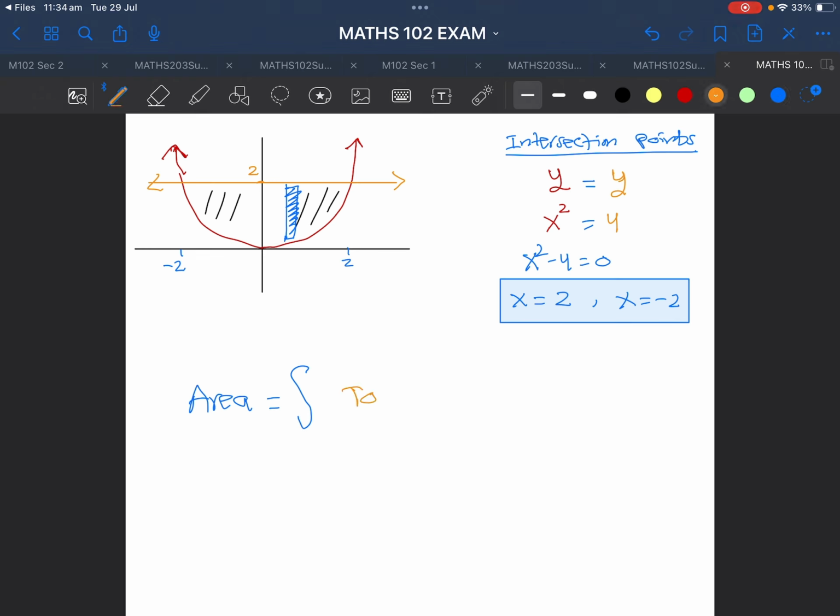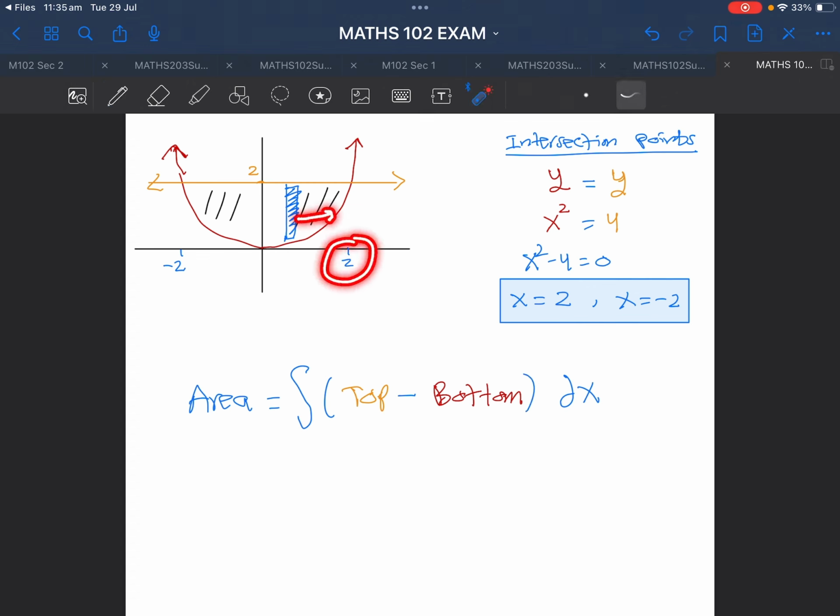the top minus the bottom. Of course, the top function is the orange one, the bottom function is the red one, and of course we need to do everything in terms of x, so we end up with dx. Now, if you move this rectangle maximum to the right, you will end up at 2.